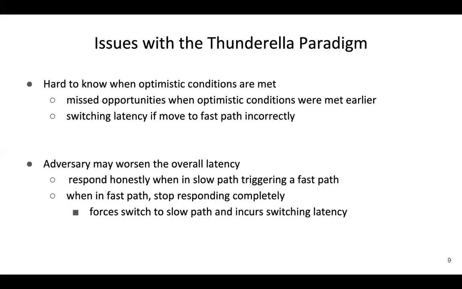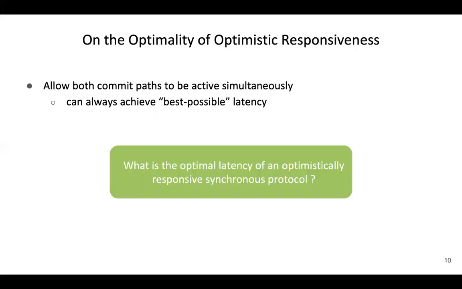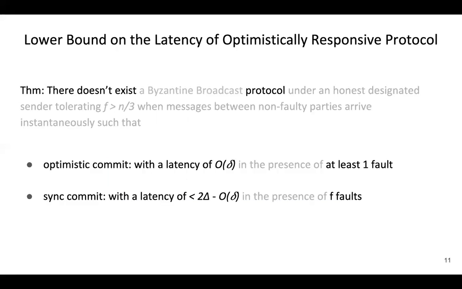So to address this issue, we are trying to propose protocols that allow both of these commit paths to be active simultaneously and allow replicas to commit with the best possible latency. But before that, we need to understand what is the optimal latency of an optimistically responsive protocol that allows both of these commit paths to be active simultaneously. So we answer this by providing a lower bound on the latency of an optimistically responsive protocol. In the interest of time, I will not be going through the lower bound in detail.